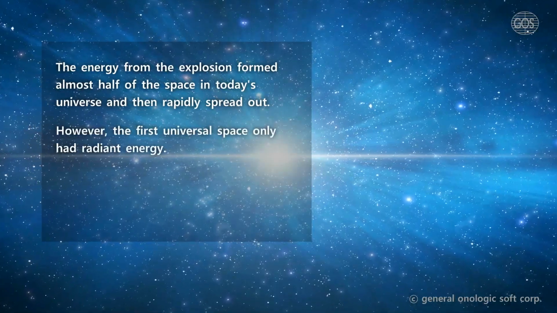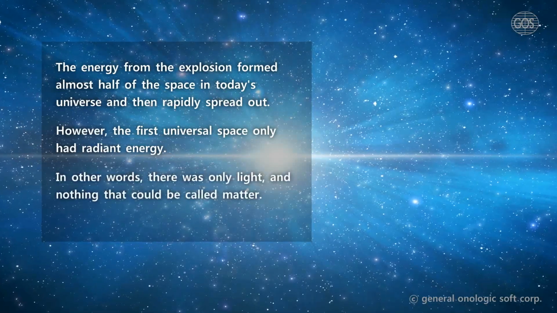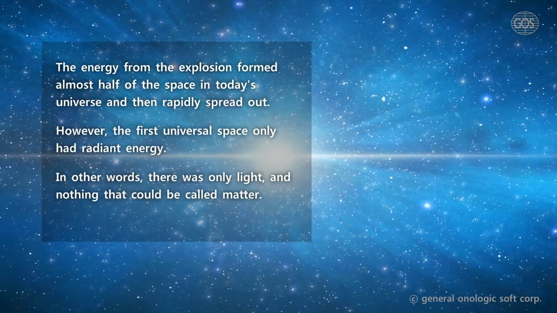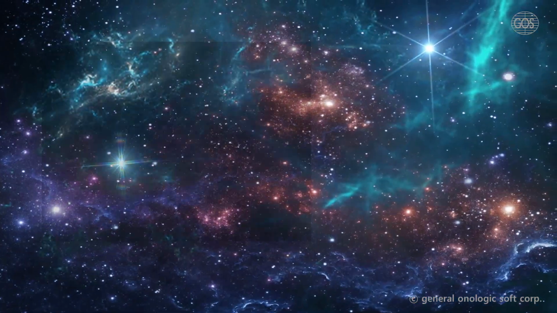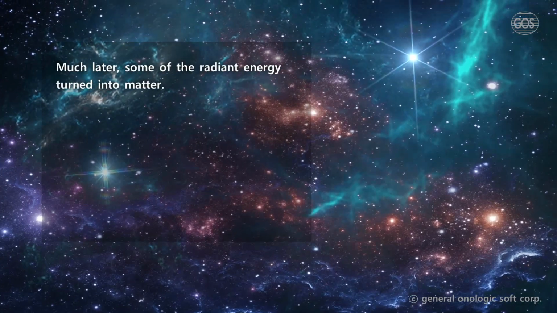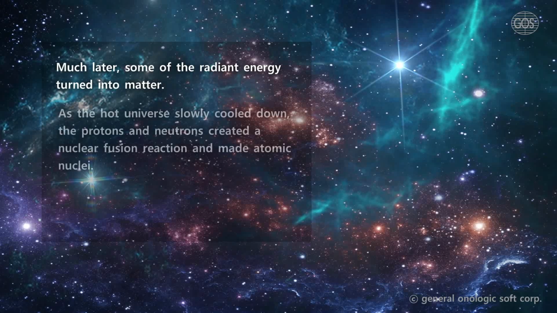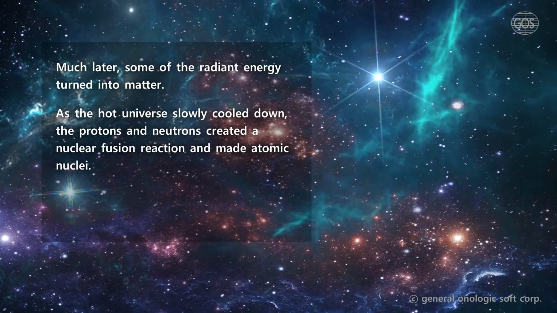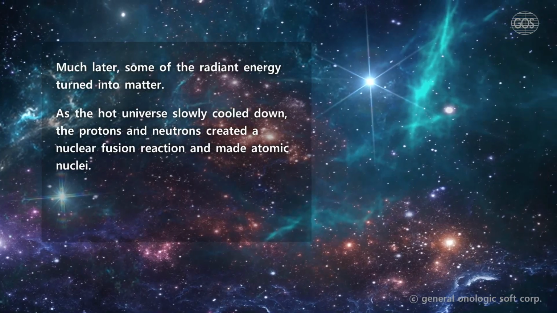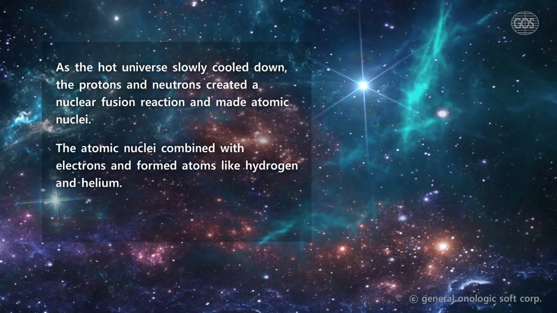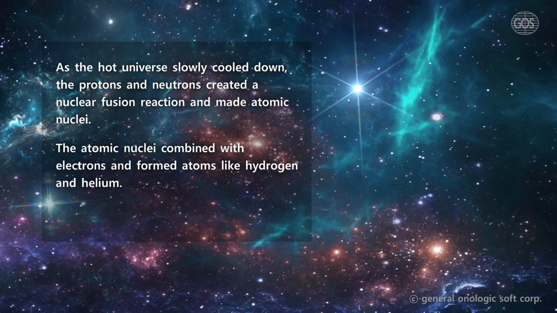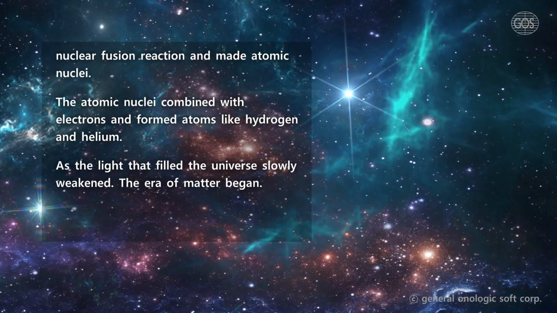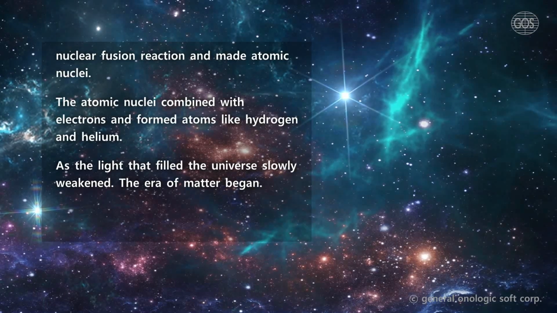However, the first universal space only had radiant energy. In other words, there was only light, and nothing that could be called matter. Much later, some of the radiant energy turned into matter. As the hot universe slowly cooled down, the protons and neutrons created a nuclear fusion reaction and made atomic nuclei. The atomic nuclei combined with electrons and formed atoms like hydrogen and helium. As the light that filled the universe slowly weakened, the era of matter began.